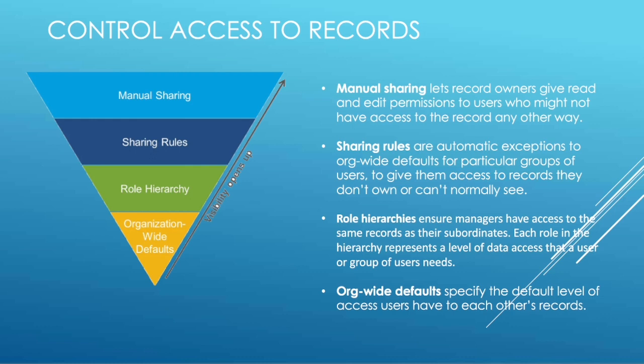And then manual sharing: the owner of the record wants to give read and edit permission on a record to other users. You can do it using manual sharing. And thus we covered how we can protect the data and have data security at different levels, like object level, organization level, field level, and record level.